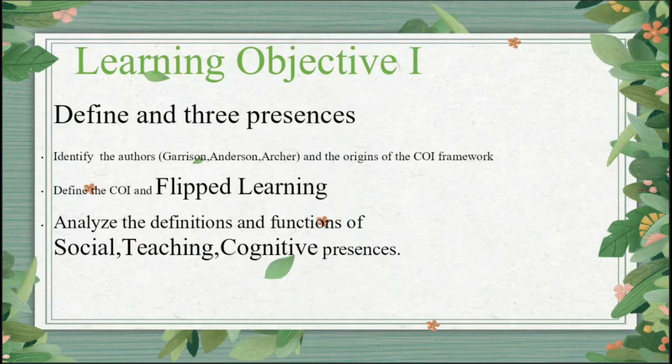The first learning objective is to define the COI model and its three processes. You should identify the authors and the origin of the COI framework. You should also define flipped learning, and analyze the definition and functions of social, teaching, and cognitive presence.